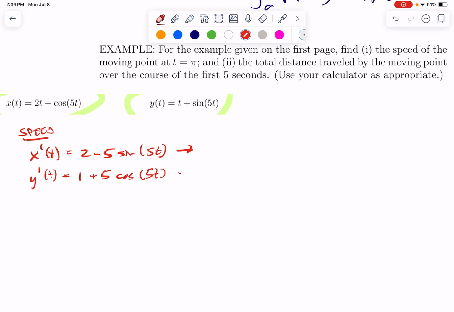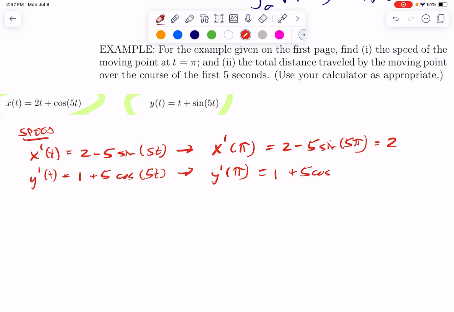So now, if we plug in pi, hopefully this is not too awful. If we plug in pi here, we would have 2 minus 5 sine of 5 pi. Sine of 5 pi is 0. If we plug in pi here, 1 plus 5 cosine 5 pi. Cosine 5 pi is -1. So this is 1 minus 5, which is -4.